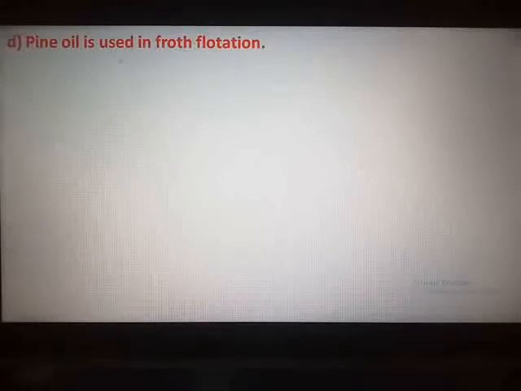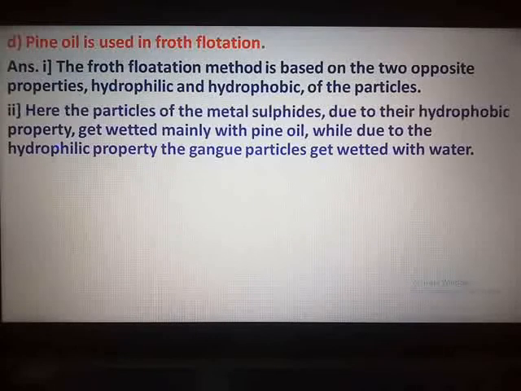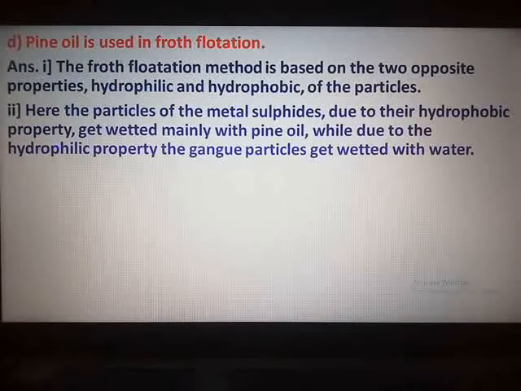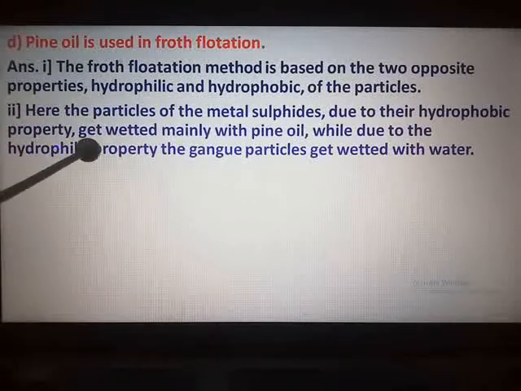Under the heading froth flotation method, in the last paragraph you will get the first point. The froth flotation method is based on the two opposite properties, hydrophilic and hydrophobic, of the particles. Point number 2: the particles of the metal sulfides, due to their hydrophobic property, get wetted mainly with pine oil, while due to the hydrophilic property the gangue particles get wetted with water.